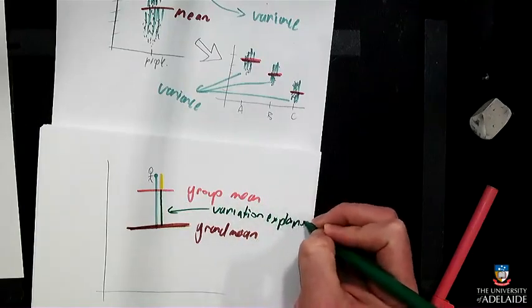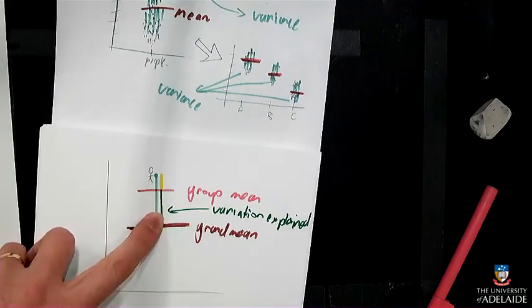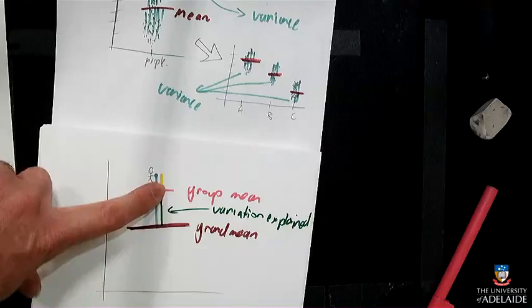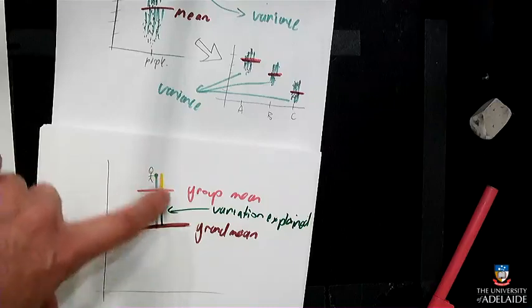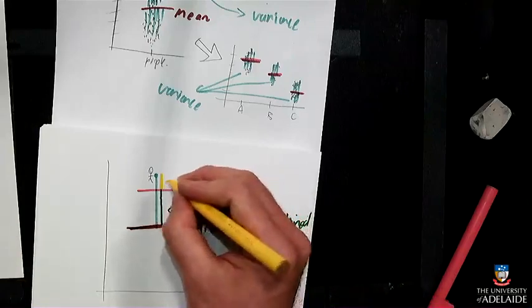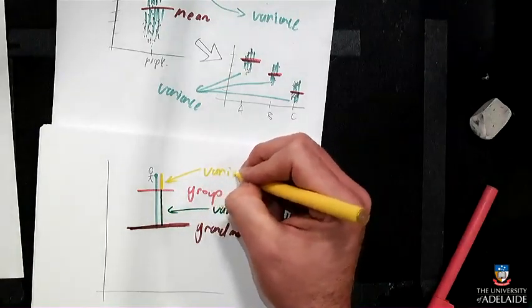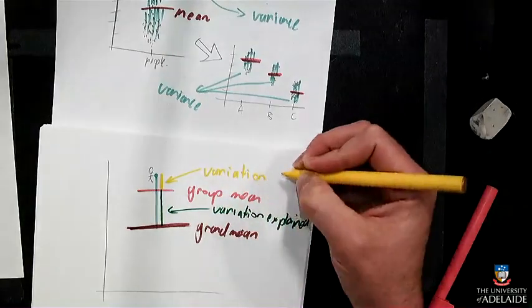I should point out that I'm using two words here. There is variance, which is a calculation, and variation, which is a concept. This is the variation that's explained. Being in your group causes your group mean, causes your estimate to be different to the estimate we had before we knew about the groups. And this is the variation unexplained.